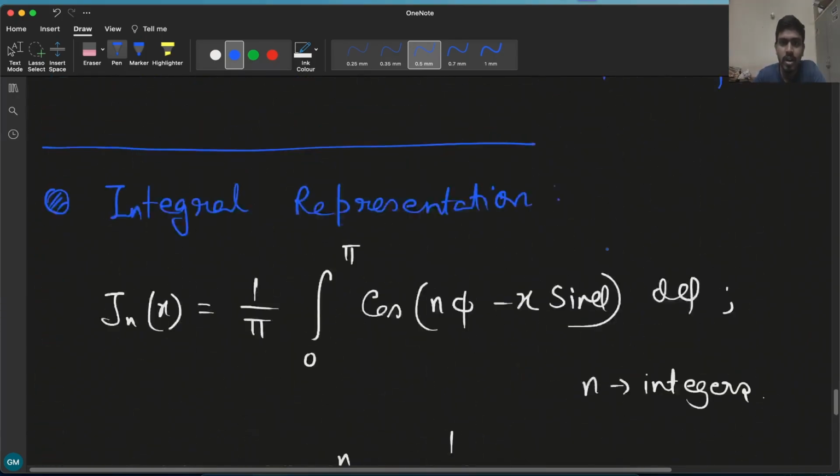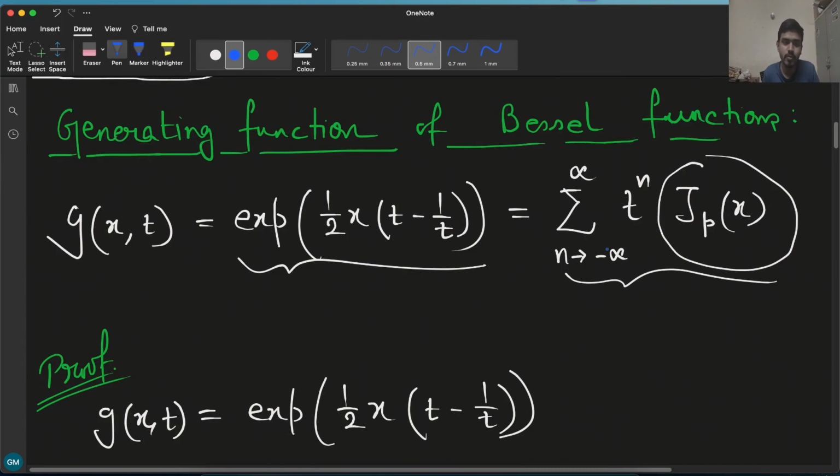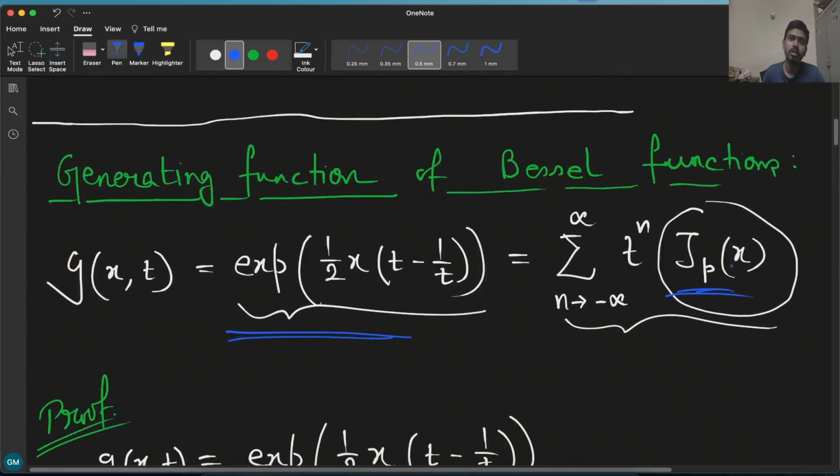So today what we discussed is basically the generating function of Bessel functions, which generates the Bessel functions as a power series expansion in t to the power n, with the Bessel functions as the coefficients. In the next class I will talk about some recurrence relations regarding these Bessel functions, and then I will talk about the orthogonality of Bessel functions.